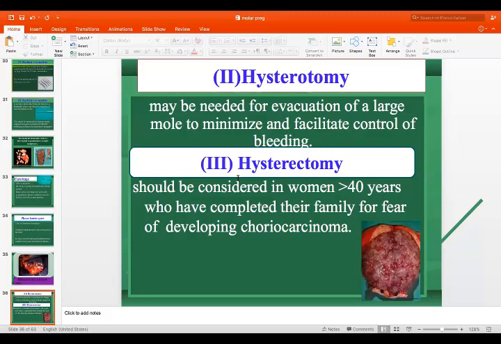Hysterectomy was once needed to facilitate evacuation of a large molar tumor, but this is obsolete now. Hysterectomy should be considered if the woman has completed her family, is more than 40 years of age, and the patient is at high risk for getting carcinoma, then we can do straight away hysterectomy. Otherwise hysterectomy is no more done.